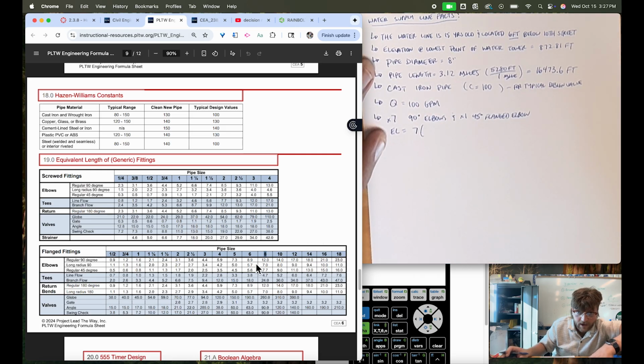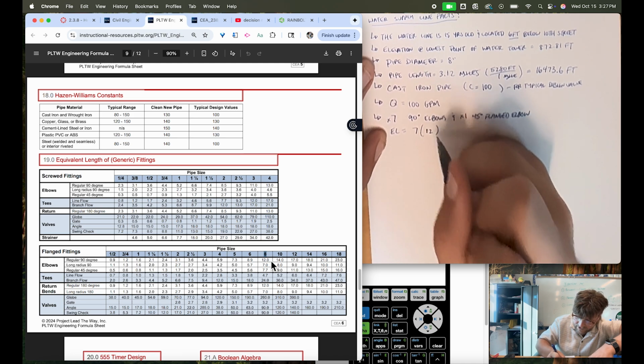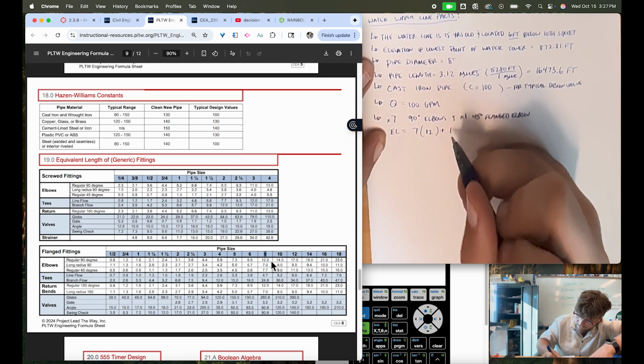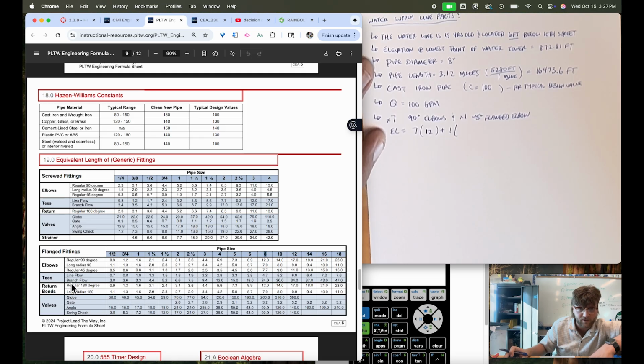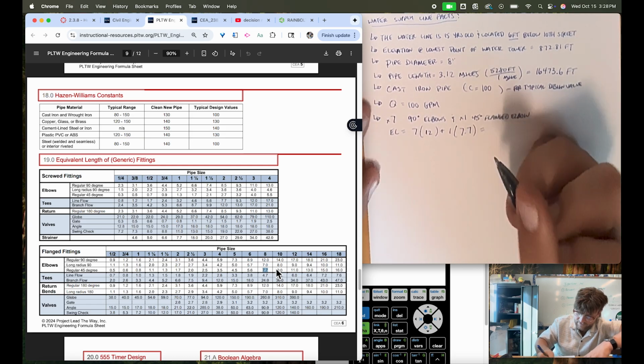So the 90-degree elbows, you'll remember, are right up here. So that's going to be 12. So 7 times 12, plus we've got 1 times that regular 45-degree flanged elbow. See how it says flange fitting there? So we're going to pop in here, and that's going to be 7.7 feet for the equivalent length.